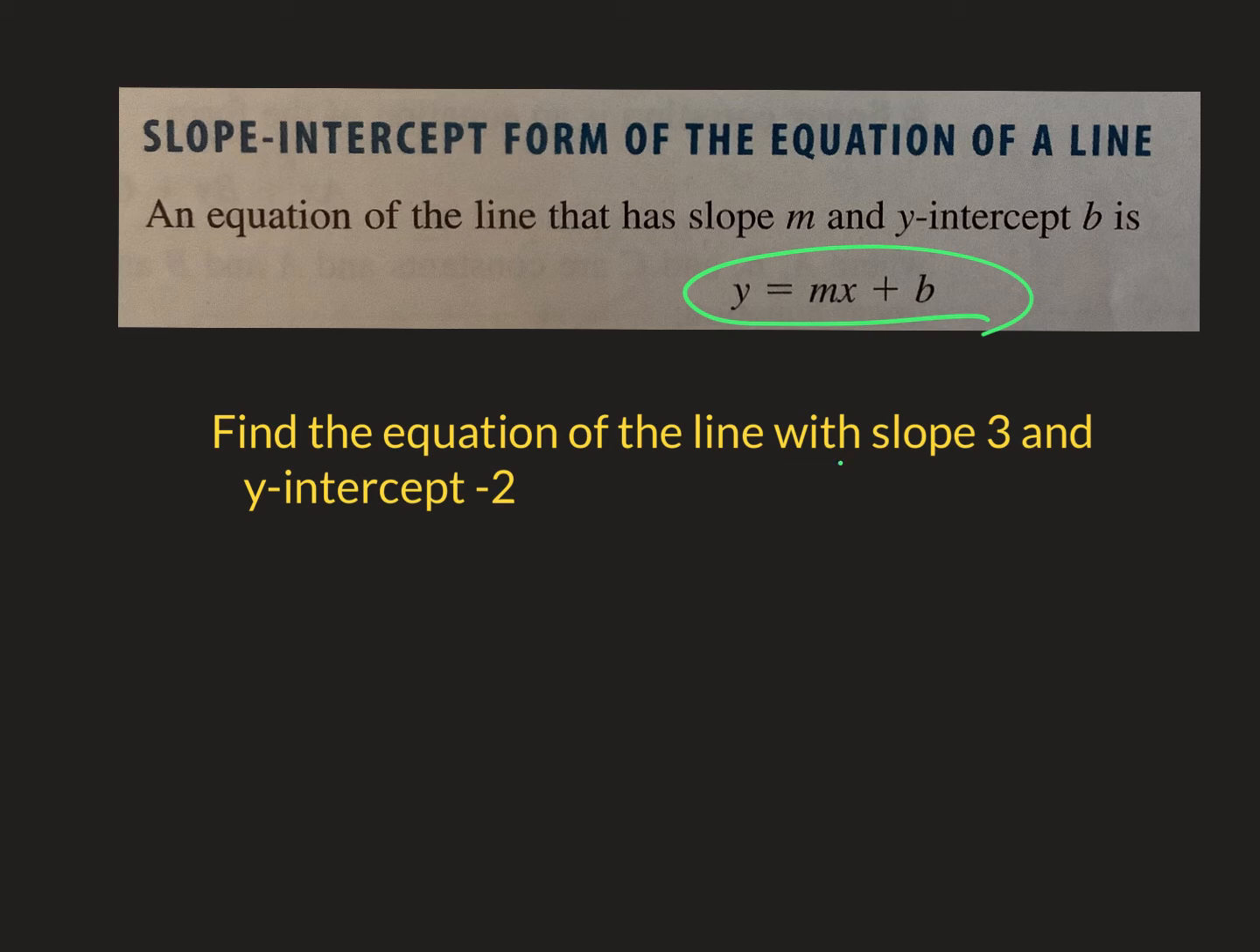Find an equation of the line with slope 3 and y-intercept negative 2, so you know both of them. You can just substitute the slope in for the m and the negative 2 for the b, and you have it there. There's your slope-intercept form of that line. Really, the only good time to use that is if you know both of those. Otherwise, it's way too much work.